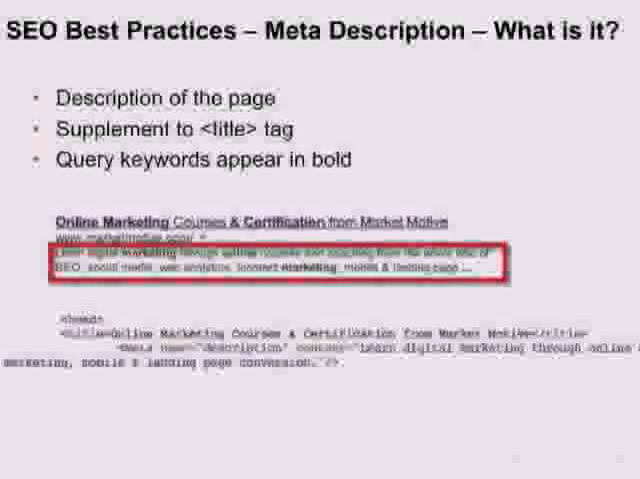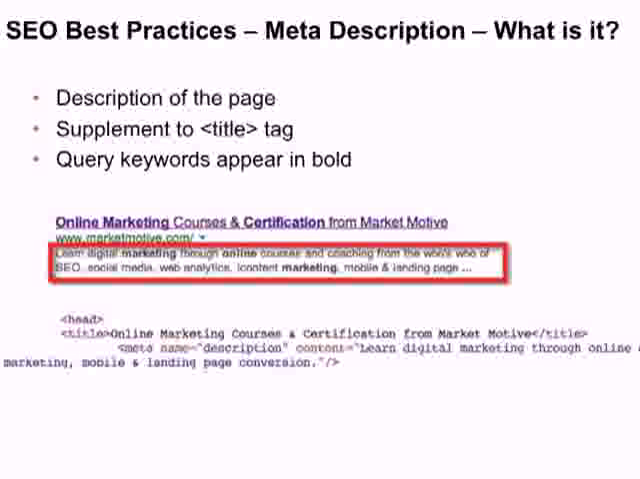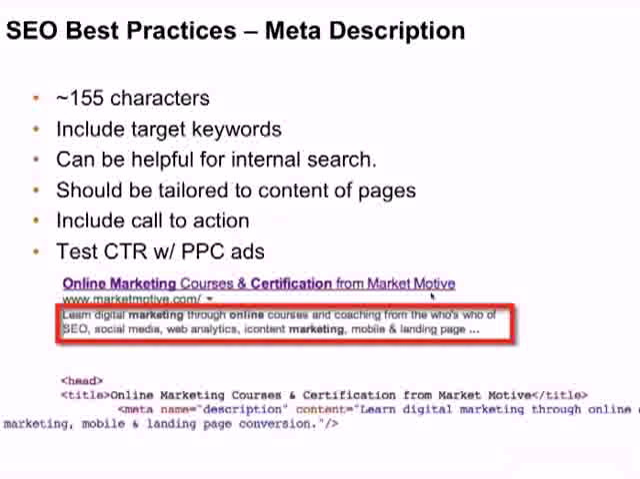So let's move on to the meta description. What is it? It's a supplement to the title tag that describes what the page is about. It gives the description of the page, and again, those query keywords will appear in bold. You can see the meta description for Market Motive, learn digital marketing through online, and so on. And this is what shows up in the search results here as well. There's about 155 characters. You can use that tool I mentioned earlier. You want to make sure to include your keywords here. It can be very helpful for internal search.